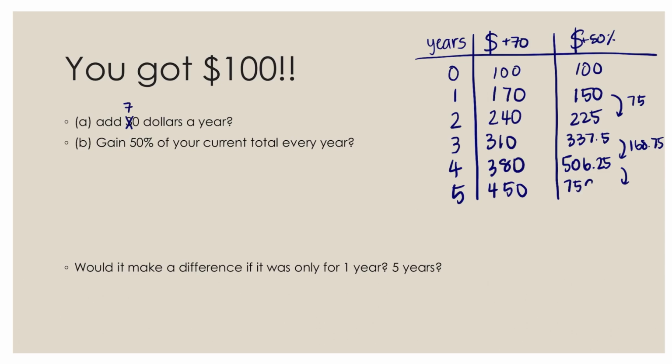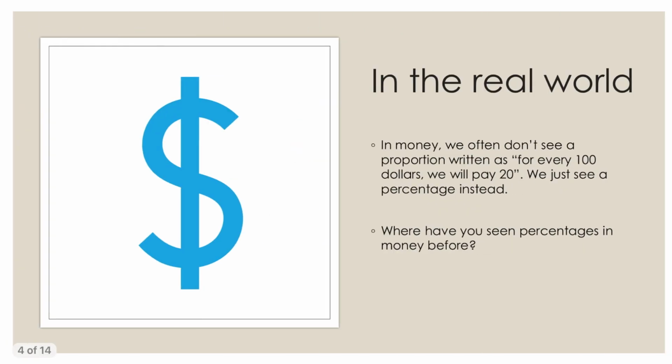Okay, so here we are. And we can see that at around 3 years, this jumps up significantly higher. Because we're adding on more, that 50% grows and grows and grows. So it does make a difference for 1 year versus 5 years because that 50% was a little bit slower to get started, but at the end it started giving us more and more than just adding 70 every time.